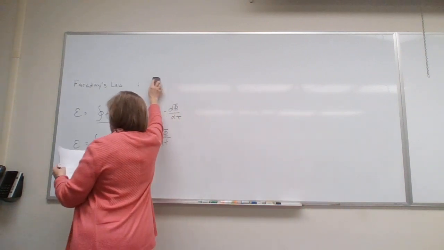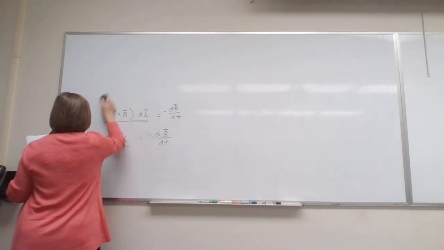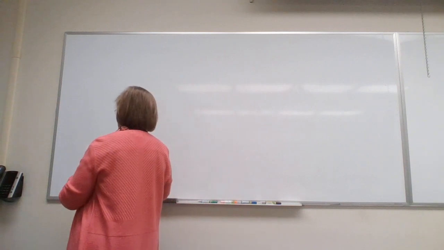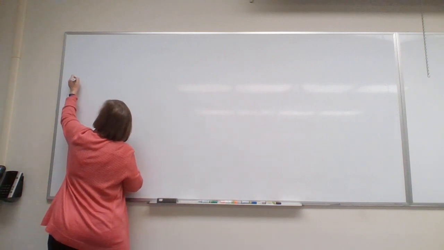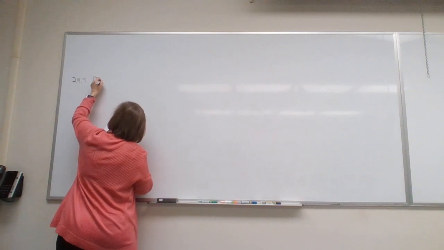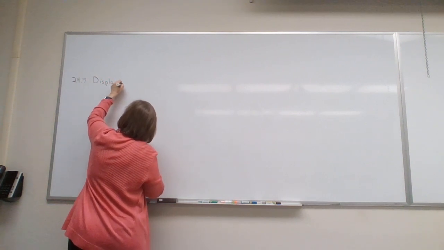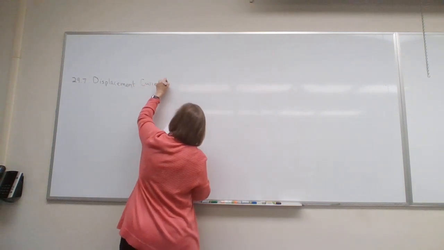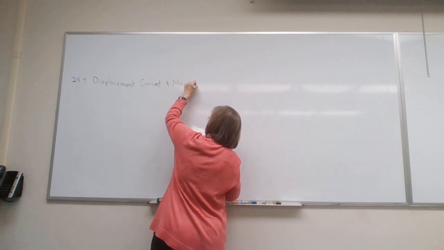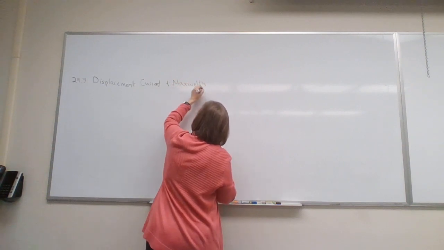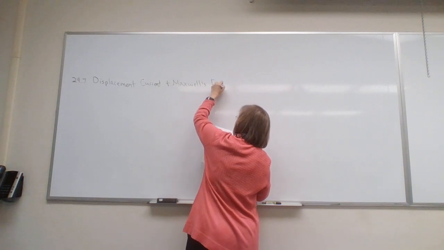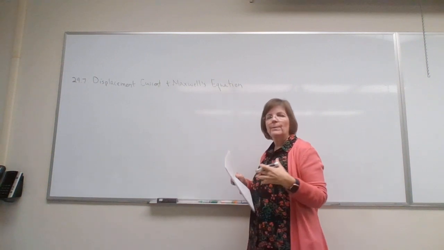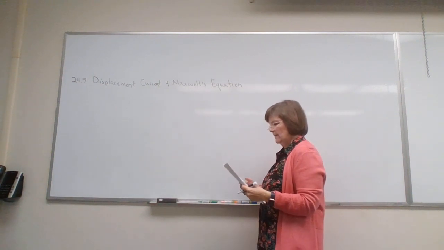Okay. This last section deals with two ideas, really one idea and then just one kind of summary. So 29.7 deals with displacement current and Maxwell's equations. Maxwell's equations will be kind of a summary, but displacement current is something new.